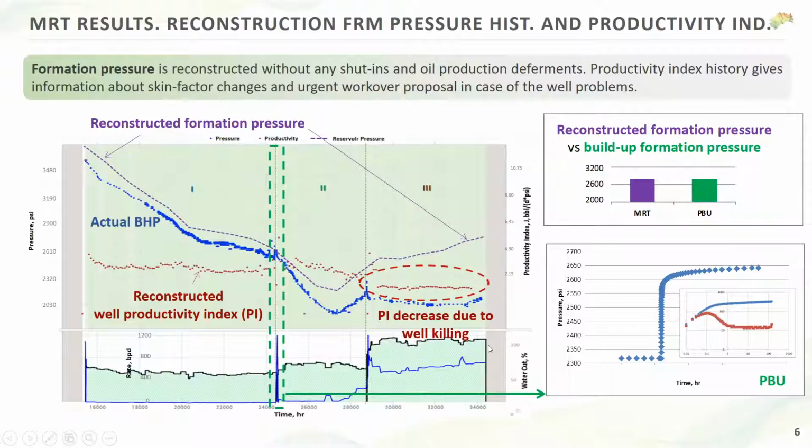And here the productivity index decreased because of well killing. Why? Here we decided to increase production and change the pump. It was an electrical submersible pump. So to change the pump, the well was killed, and despite the rate being increased because drawdown was increased, the productivity index was slightly decreased.